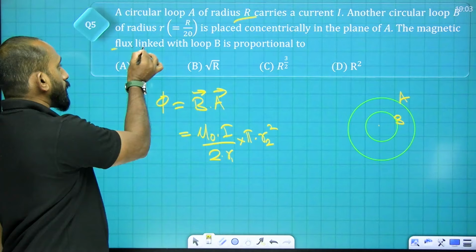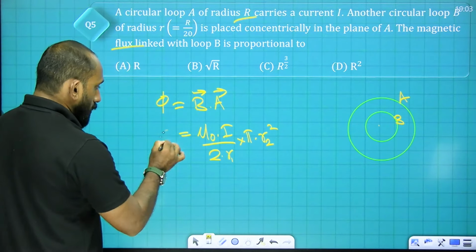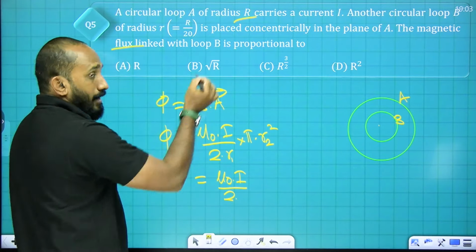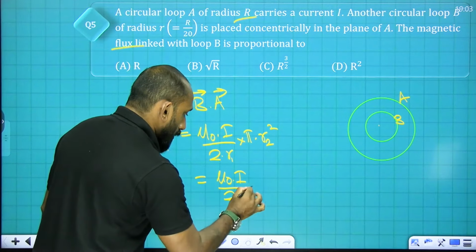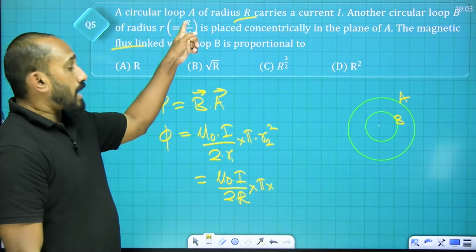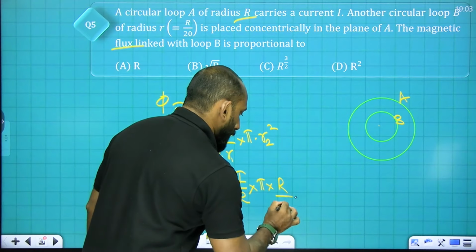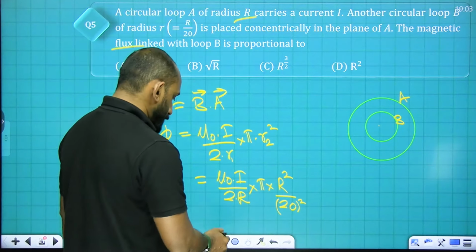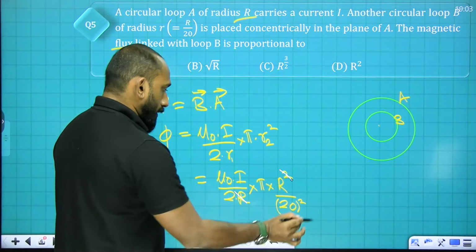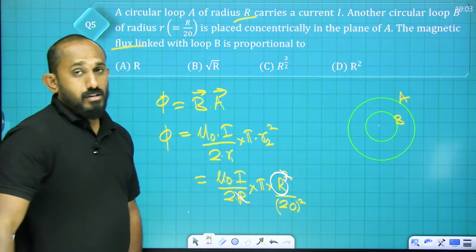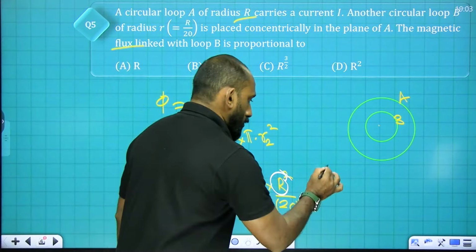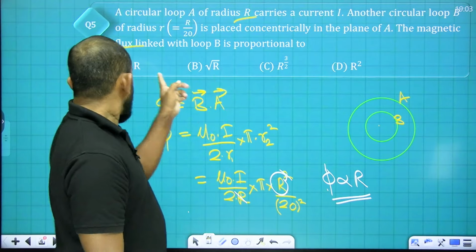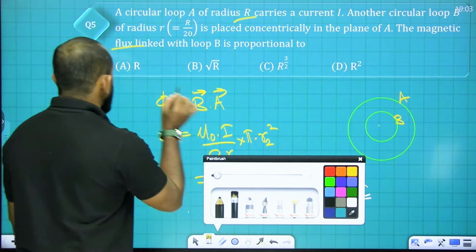We are only asking what the magnetic flux linked phi is proportional to. So here it is mu 0 I by 2 into R1, the radius of the first circle, that is capital R, into pi into R2, which is capital R by 20, the whole square. So R square by 20 square. This R and this square can cancel. So what is remaining there? R is remaining. So phi is proportional to R. See the options? Yes, option A is the correct answer for this.